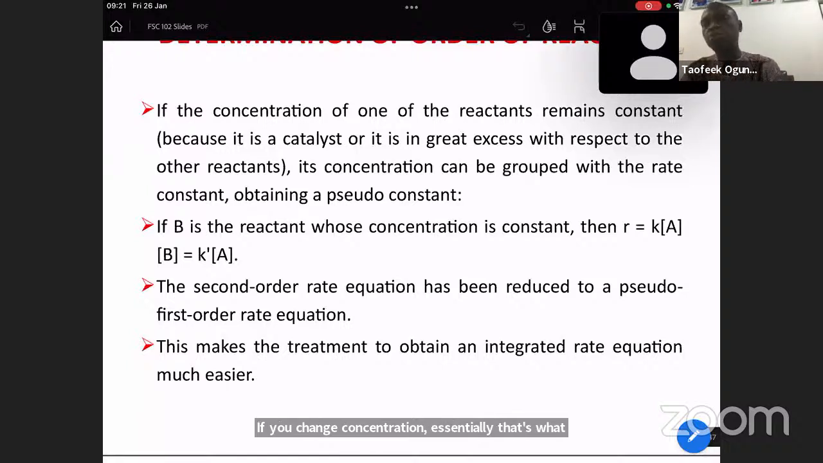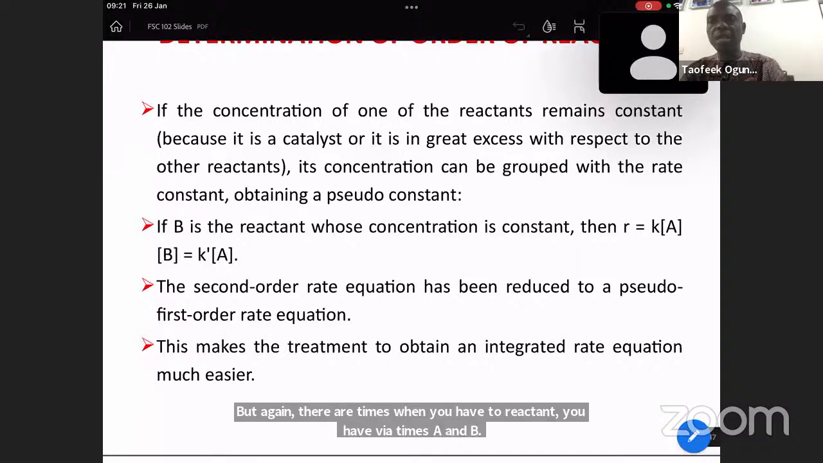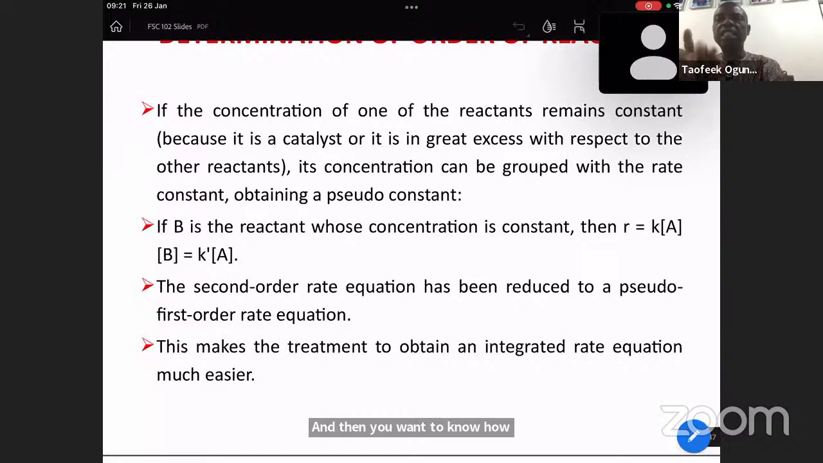And the best way to be able to see that is to vary concentration and look at how it affects rate. But again, there are times when you have two reactants. You have reactant A and B. If you have reactant A and B, then you want to know how does A affect this reaction independent of B, and how does B affect this reaction independent of A.